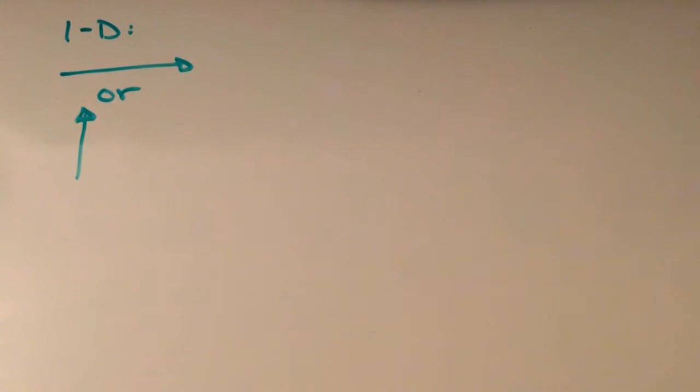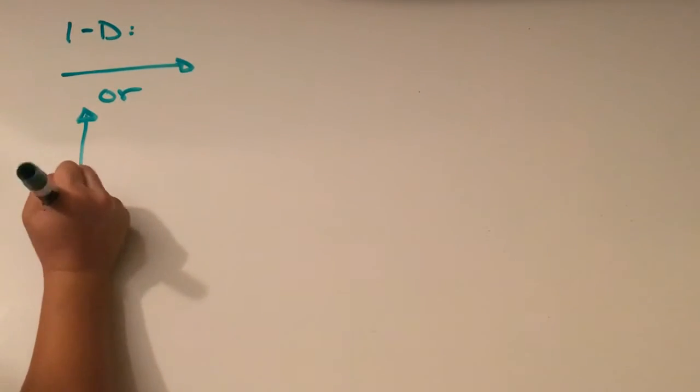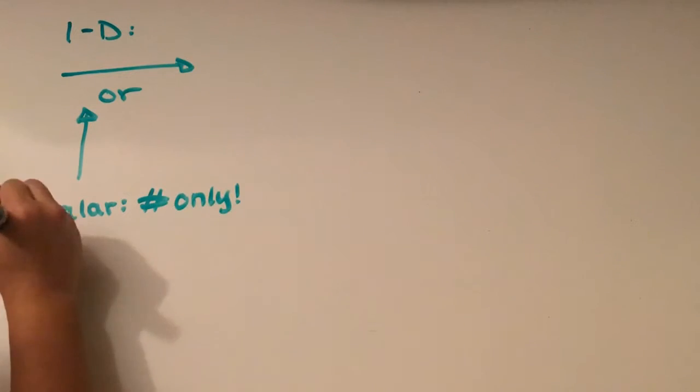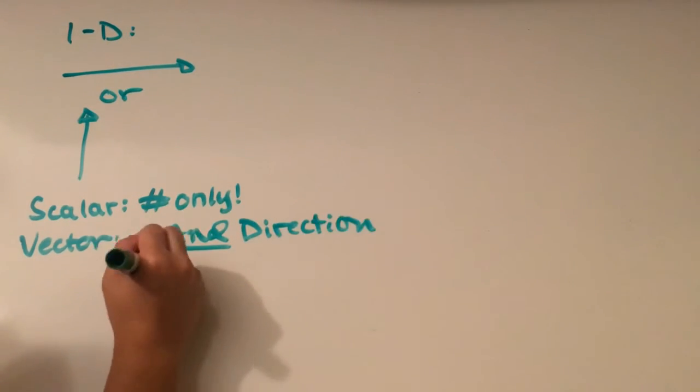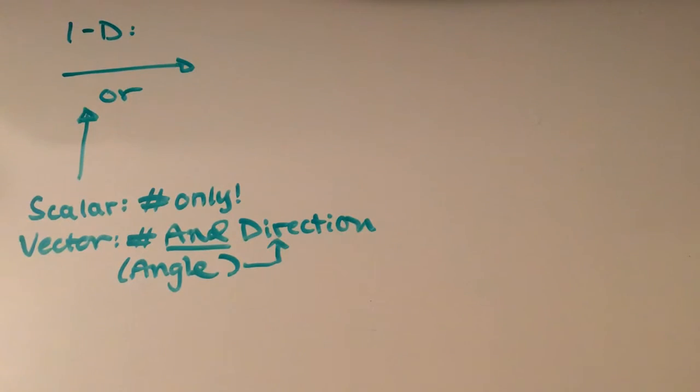One-dimensional kinematics only has variables on one axis. There are two types of values, and those are scalar and vector. Both values have magnitude, but only vectors have direction.